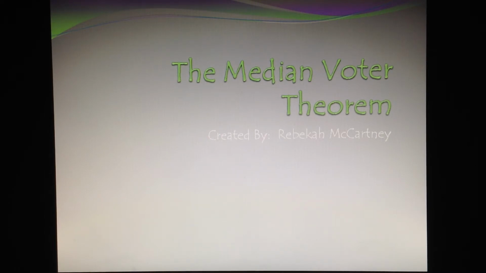Unless you have a lot of experience or an education in economics, economic principles or concepts can be pretty confusing. So today I want to discuss the median voter theorem, and my goal is to simplify the concept and hopefully make it easier to understand.